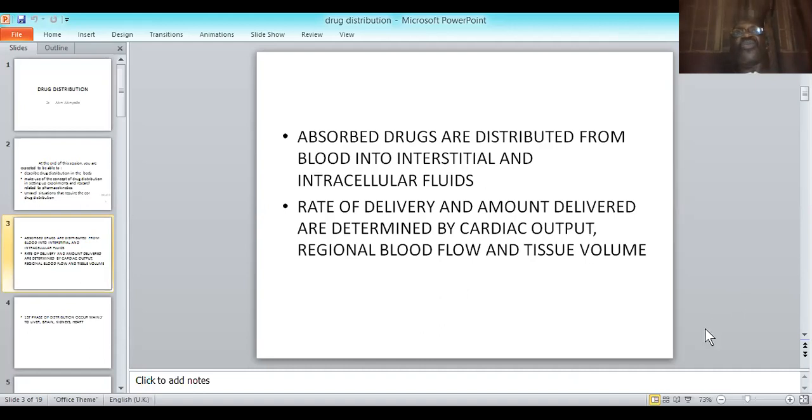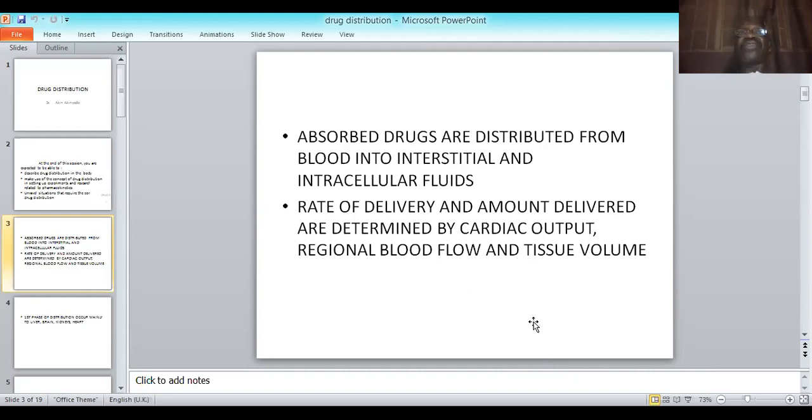The quantity of drug pumped out of the heart each time the heart beats or pumps out blood will be determined by the quantity of blood that is leaving. That is, the blood carries the drug out. And so the quantity of blood pumped out determines to some extent the amount of drug and rate of drug delivery. That is what we mean by cardiac output.